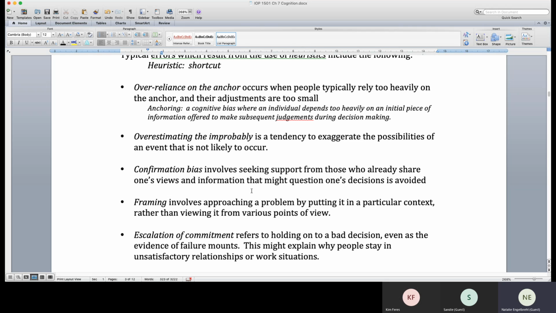Framing involves approaching a problem by putting it in a particular context rather than viewing it from various points of view. So the way you frame something is in such a way that you almost predict a response back. Because if you say something in its broader sense, you've given all the information, but in framing, you give the information because you already have an outcome that you want to receive back.